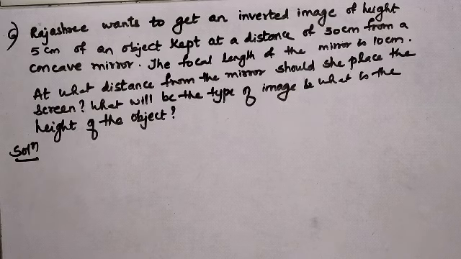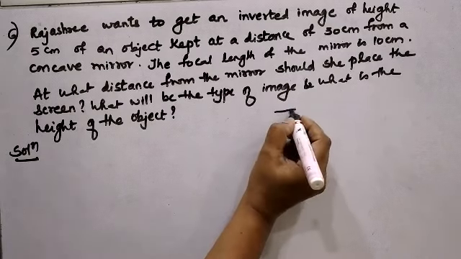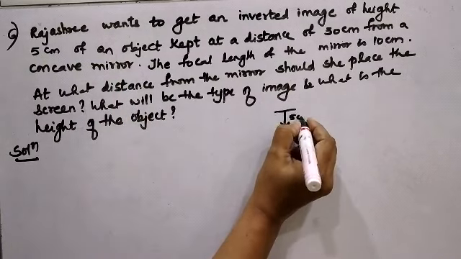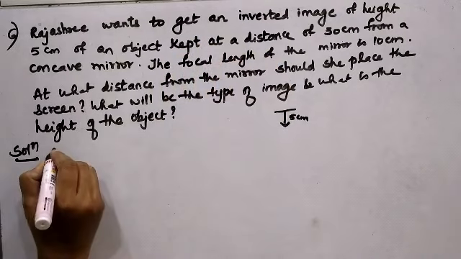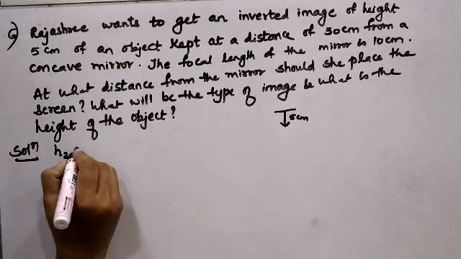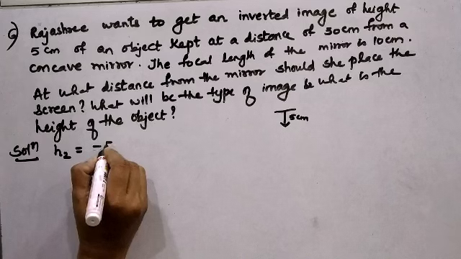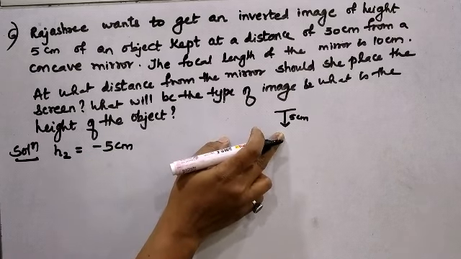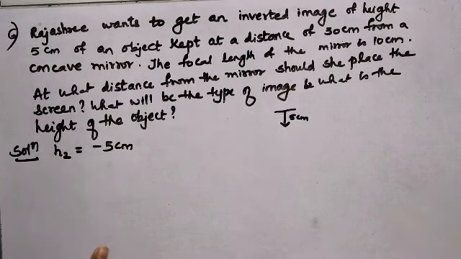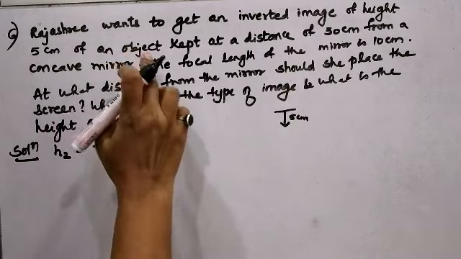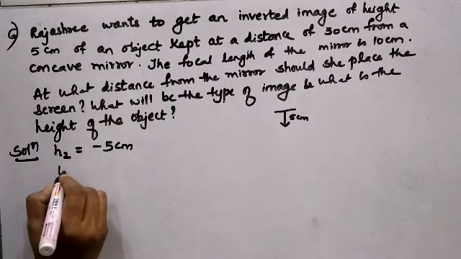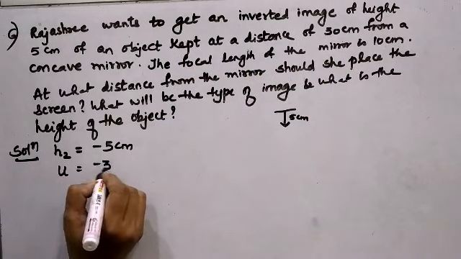So Rajeshri wants to get an inverted image. What is the height of the image? 5 centimeters. How do we denote the height of the image? h2. It is inverted. That means whatever distances are taken below the principal axis are always negative. So h2 will be minus 5 centimeters. Object is kept at a distance of 30 centimeters. So object distance u will be minus 30 centimeters.